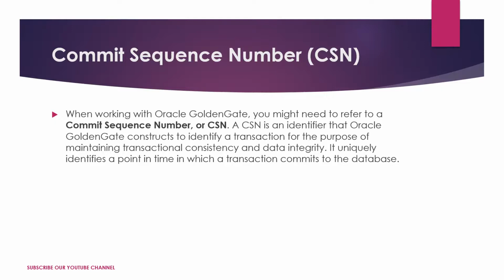So all these things we will be looking at when we are doing the replication between the source and target. How to verify the current CSN numbers, that is commit sequence numbers, all those things we'll be looking at when we are doing the configuration. So don't worry about this. For theoretical understanding, we have to go through this.